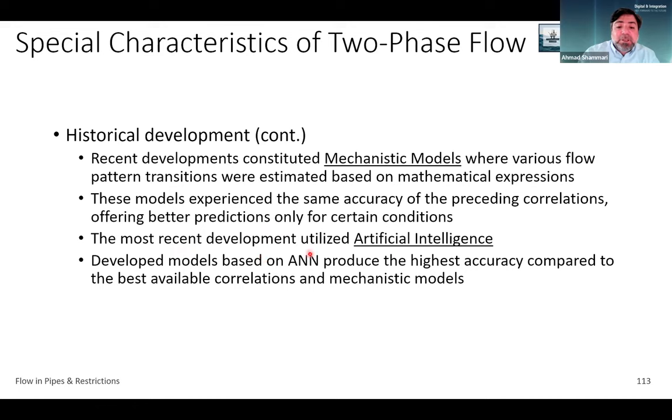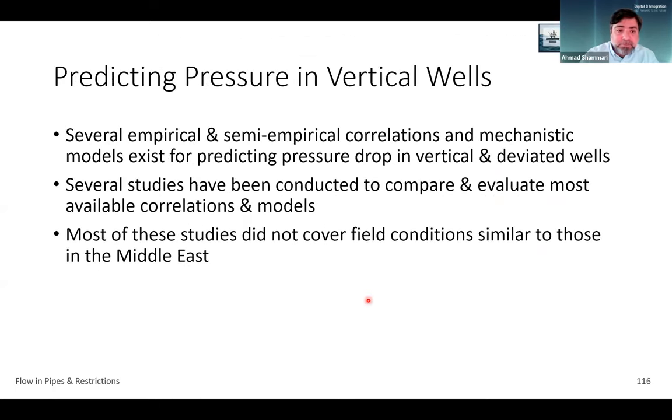The most recent development utilizes artificial intelligence or machine learning, okay? Developed models based on artificial neural networks produce the highest accuracy compared with the best available correlations and mechanistic models. Several empirical and semi-empirical correlations and mechanistic models exist for predicting pressure drop in vertical and deviated wells. Several studies have been conducted to compare and evaluate most available correlations and models. Most of these studies did not cover field conditions similar to those in the Middle East.